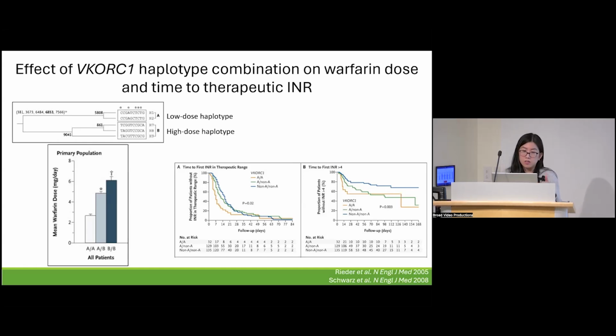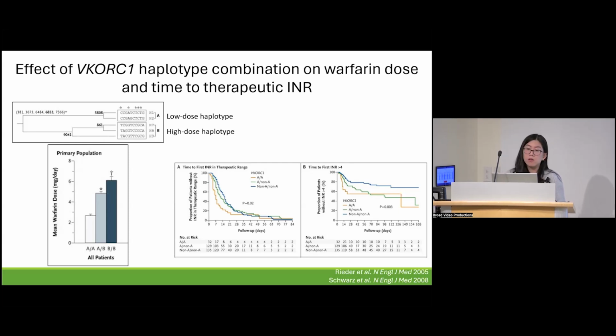There's a low dose haplotype that's illustrated as A and a high dose as B. What they found was that this haplotype was associated with warfarin dose, where the AA individuals had the lowest warfarin dose. Then they looked at outcomes like time to first INR in therapeutic range, and these AA individuals got there the quickest, but they also had the shortest time to the INR being greater than 4, which clearly would increase their risk for bleeding.